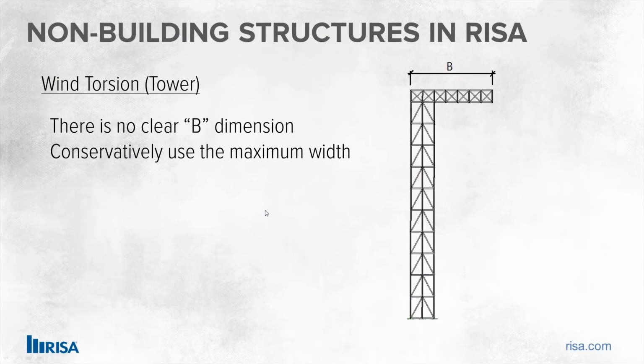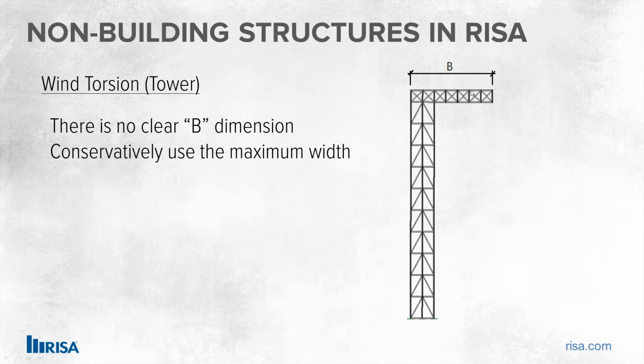So let's take a look at the tower. For the tower, when we're going to calculate what the torsion is on that, one of the things is that this is dependent on this dimension b, which is basically the width of the structure. Now in this case, we don't really have a clear answer for what b is. We might be able to consider the centroid of the overall shape, but in this case, I want to make sure that we're just capturing the worst case.